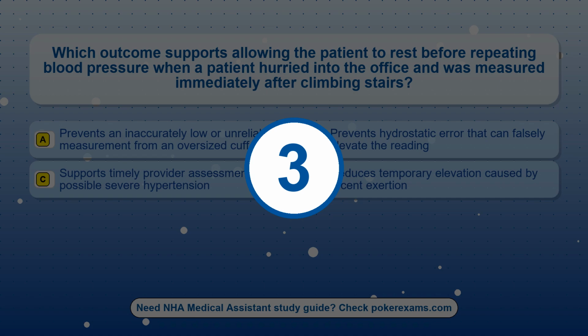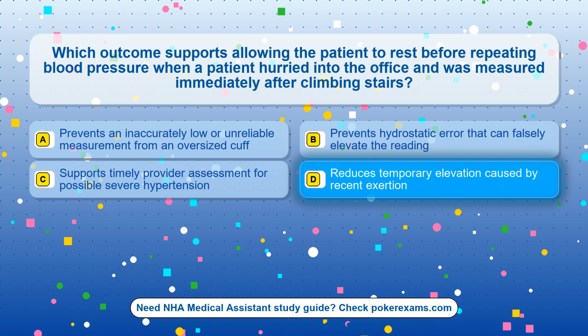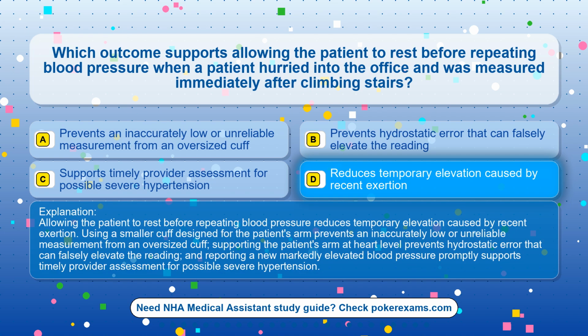The correct answer is option D. Reduces temporary elevation caused by recent exertion. Allowing the patient to rest before repeating blood pressure reduces temporary elevation caused by recent exertion. Using a smaller cuff designed for the patient's arm prevents an inaccurately low or unreliable measurement from an oversized cuff. Supporting the patient's arm at heart level prevents hydrostatic error that can falsely elevate the reading, and reporting a new markedly elevated blood pressure promptly supports timely provider assessment for possible severe hypertension.